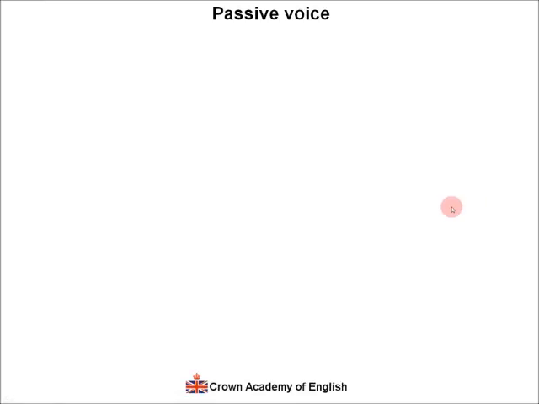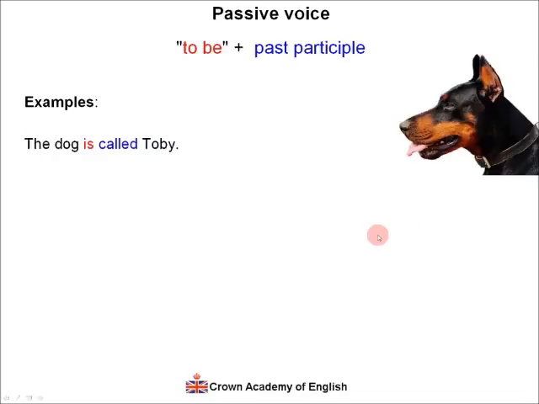Passive voice. So the auxiliary verb to be plus the past participle gives us the passive voice. Here are some examples. The dog is called Toby. Here is the verb to be, and here is the past participle of the verb call. Called, ed. So what is this structure? Well, it is the present tense, and it is the passive voice, is called.